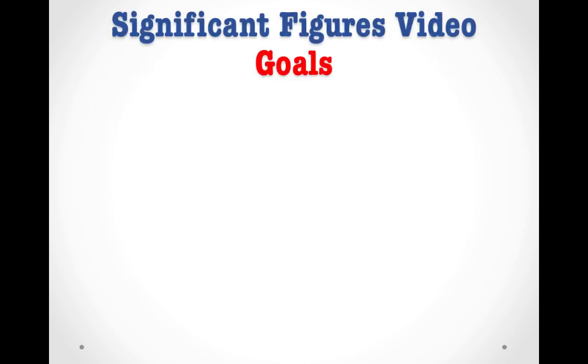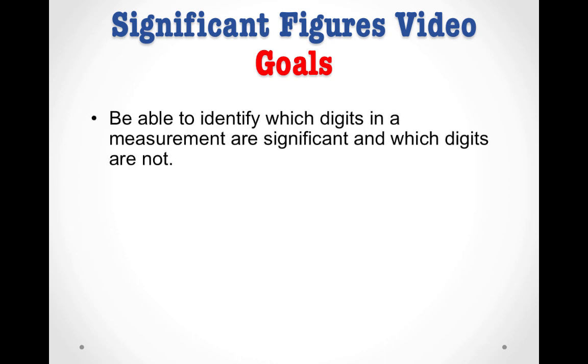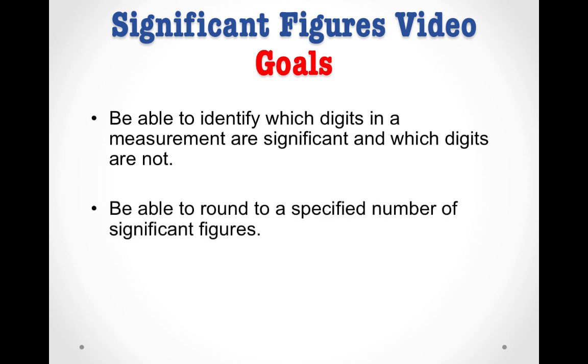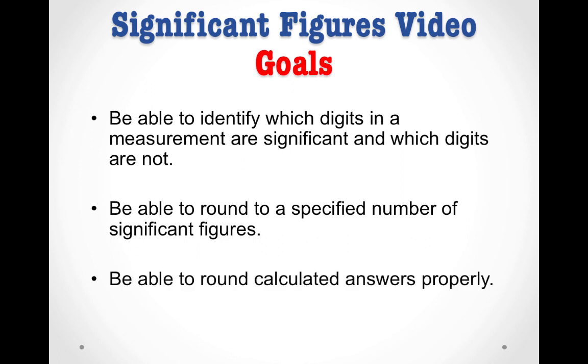That brings us to the end of our sig fig video. Let's review our goals. First, we learned to identify which digits in a measurement are significant and which digits are not. And again, those rules are posted on the course website. Then we learned to round to a specified number of sig figs. And that was in order to be able to round our calculated answers properly. Addition and subtraction, we go by decimal places. Multiplication and division, we go by sig figs.